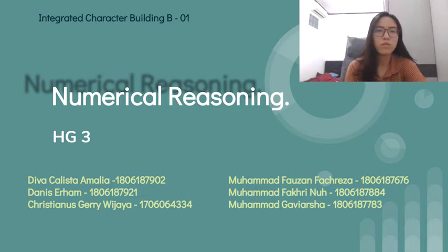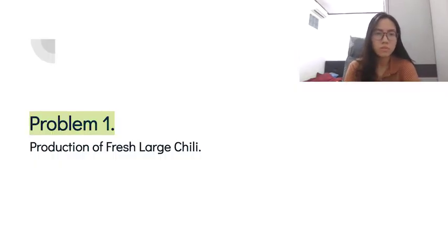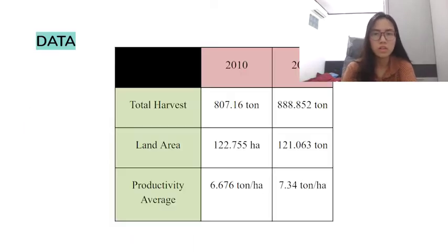Today me and my friend are going to present our discussion regarding numerical reasoning. Let's get started from the first problem, about the production of fresh large chili. This is the data that we can conclude from the problem. We can get the total harvest, the land area, and the productivity average from the year 2010 to 2011.